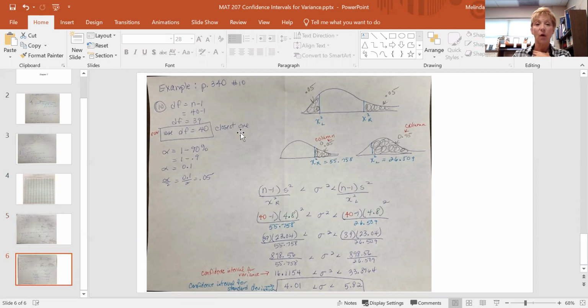This formula right here is on your formula sheet. This is your formula to find the confidence interval for variance or standard deviation. So you don't have to memorize it. It's on your formula sheet. So make sure, go find your formula sheet and make sure you see it. So I want you to turn to page 340 in your books and look at problem number 10. So freeze the video while you get that one.